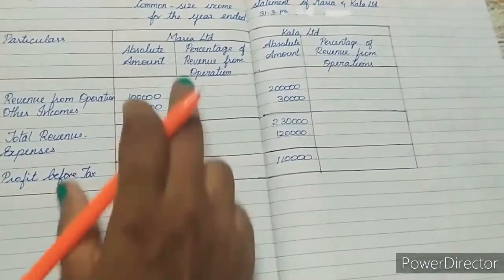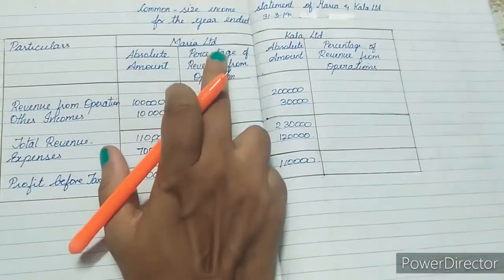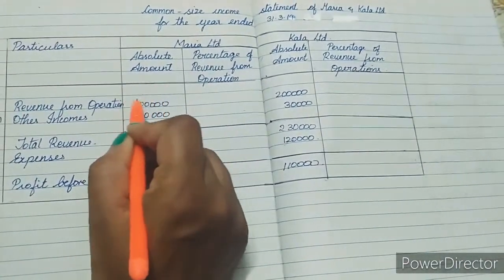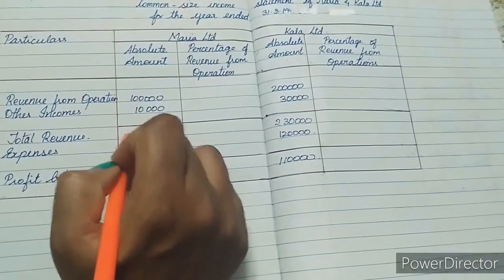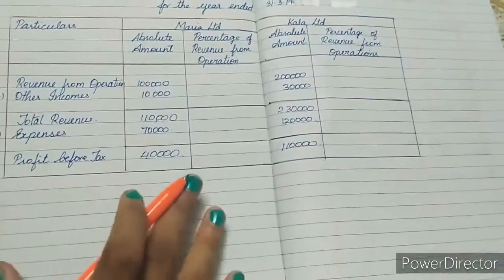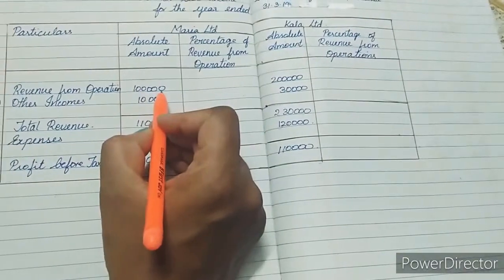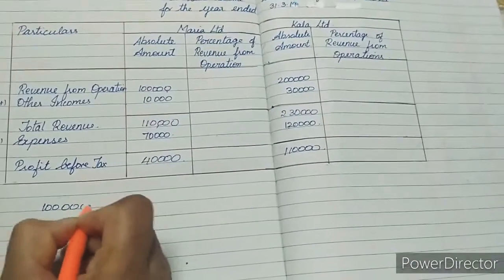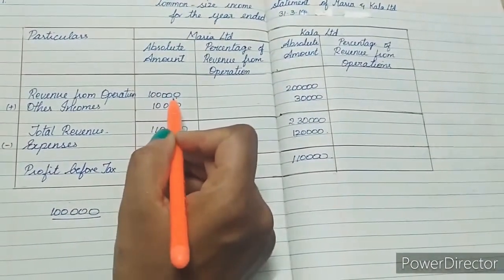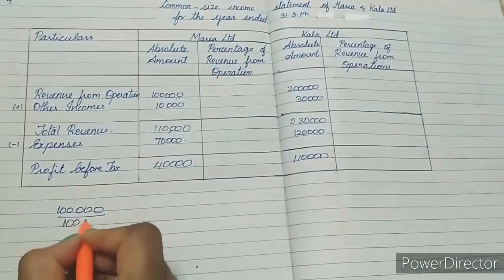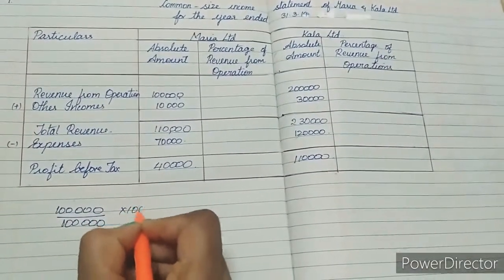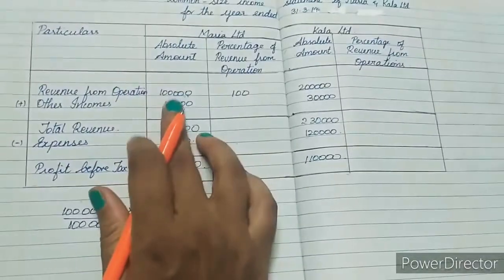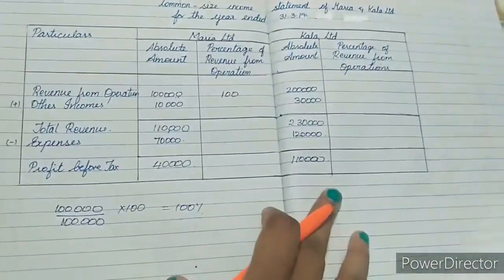Now we have to calculate the percentage. If you take a look at the heading itself, it says percentage of revenue from operation. So this revenue from operation is going to be the base. I'm putting the working note over here. The first one I'm going to calculate is again revenue from operation. So 1 lakh divided by the denominator, which is also 1 lakh, into 100. So obviously it is 100%. If you take that particular item as a denominator, the percentage will be 100% for it.